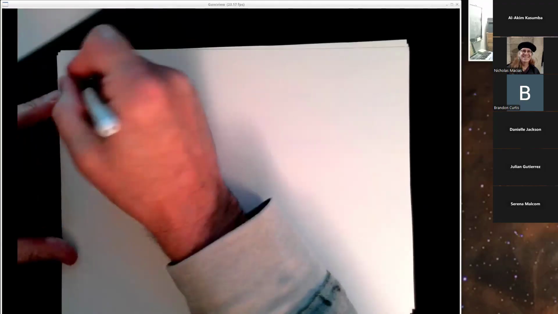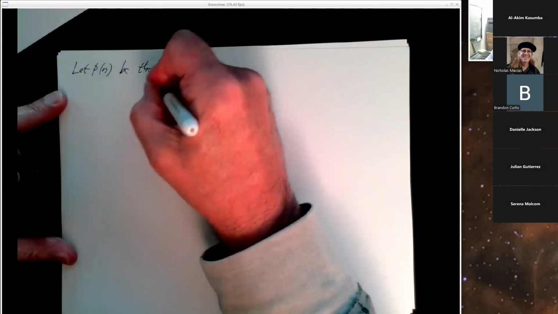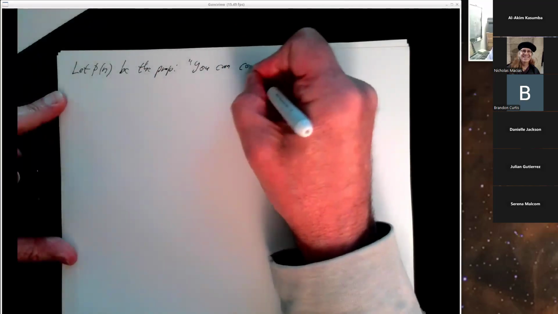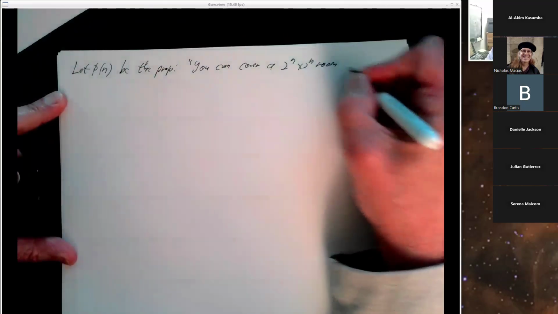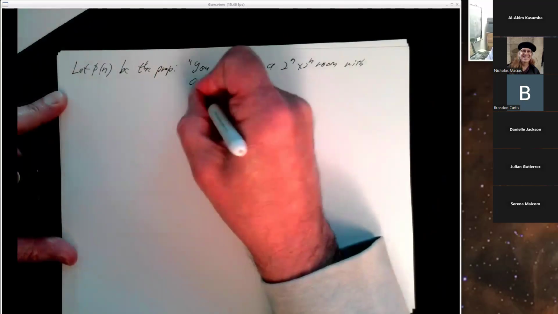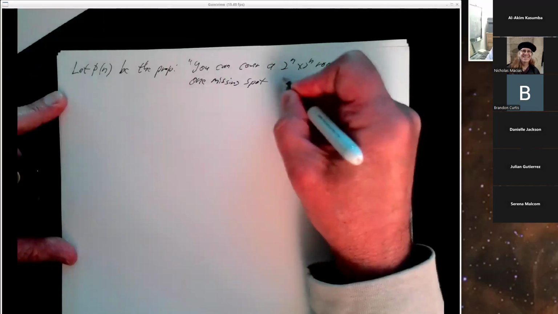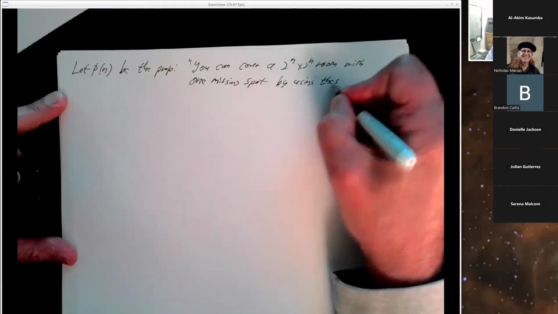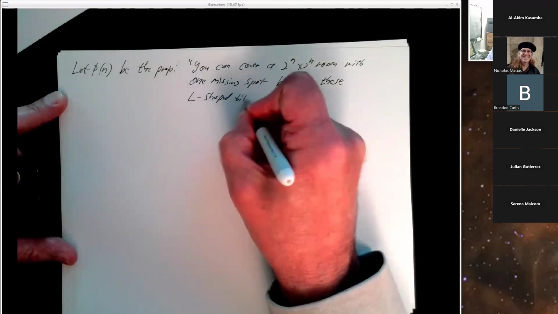So let's start off with a family of propositions. Let P of n be the proposition: you can cover a 2 to the n by 2 to the n room with one missing spot by using these L-shaped tiles.